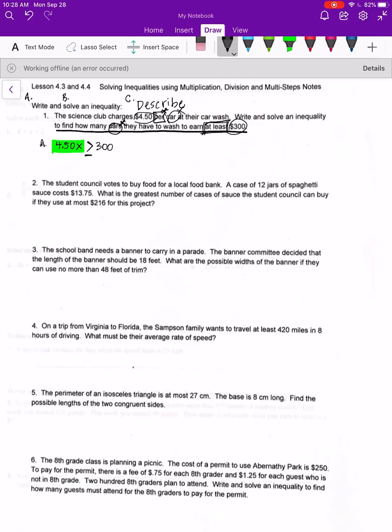So there's my A. B, to solve it. I'm going to divide both sides by 450. And again, you can use a calculator at any time in my class. So X is greater than or equal to 300 divided by 450. When you calculate it in your calculator, that is 66.6 repeating. Now remember, it ends in a 7 if you did it on your calculator, but that's just your calculator having that program in there that rounds that last digit up.